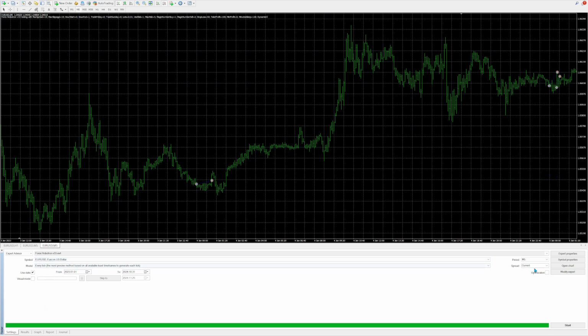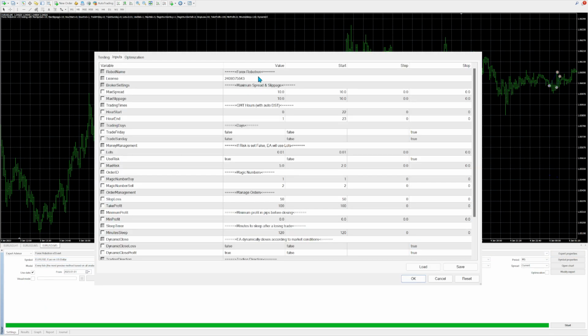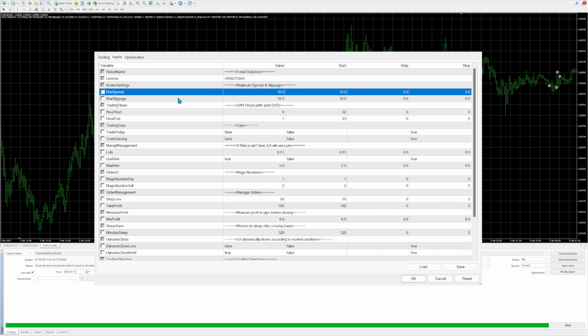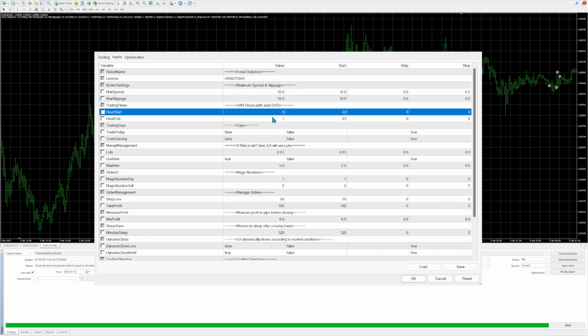So yeah, basically we can have another quick look at the settings. As I said, license number. There are some other features you can experiment with if you want. So we've got the maximum spread and maximum slippage. This basically means the EA will not trade if the spread or slippage is above these values, which are in pips. You can change the trading hours, which are based on GMT time with daylight savings time as well.